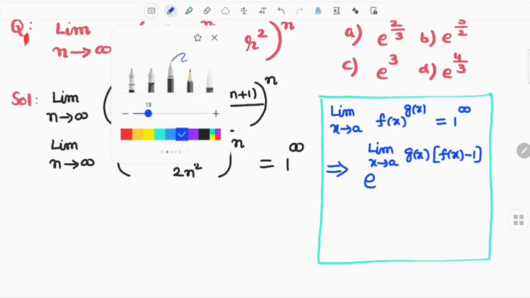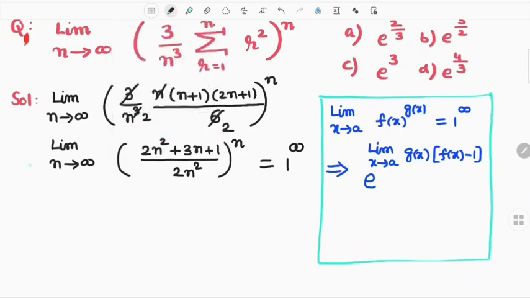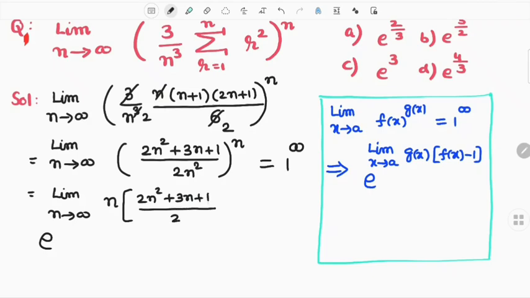Now this limit can be written as limit n tends to infinity, where f of x is 2n square plus 3n plus 1 by 2n square and g of x is n. So according to this, it is e power limit n tends to infinity of g of x into f of x minus 1, so n into (2n square plus 3n plus 1 divided by 2n square minus 1).